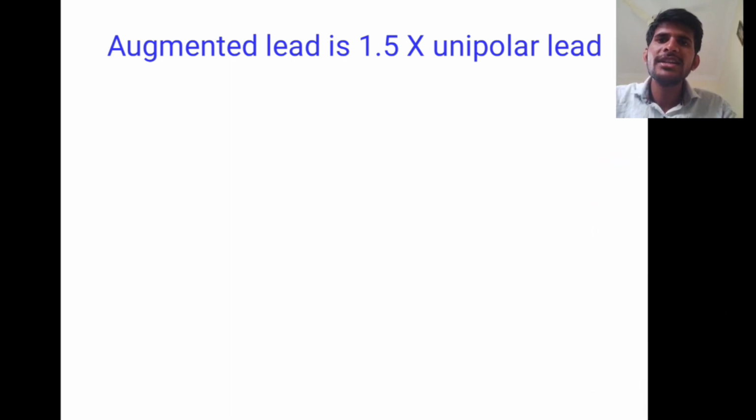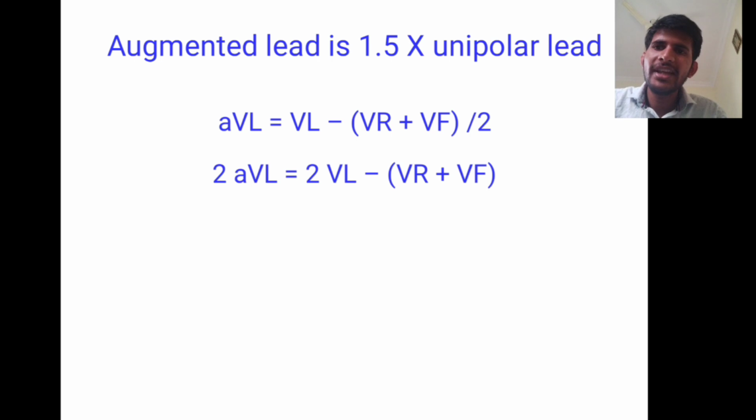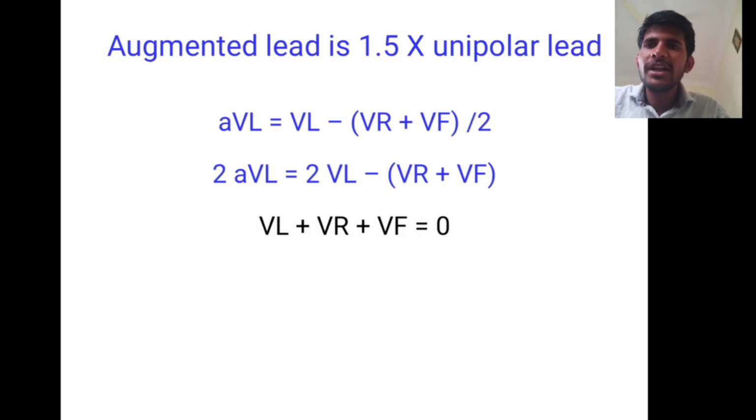Okay, let's see the derivation. AVL is equal to VL minus (VR plus VF) divided by 2. So we will take the LCM, and the 2 in the denominator is taken to this side. 2 AVL is equal to 2 VL minus (VR plus VF). We know from Kirchhoff's law that the sum of all the potentials is equal to 0. VL plus VR plus VF is equal to 0. One more thing. What is VL? Potential at the left arm. VR is potential at the right arm. VF is potential at the foot.